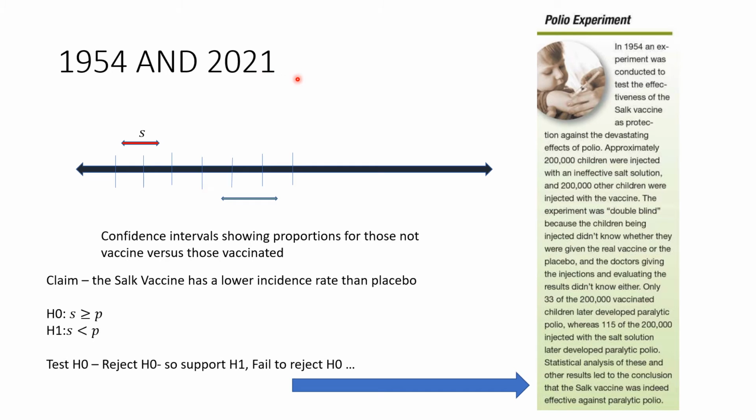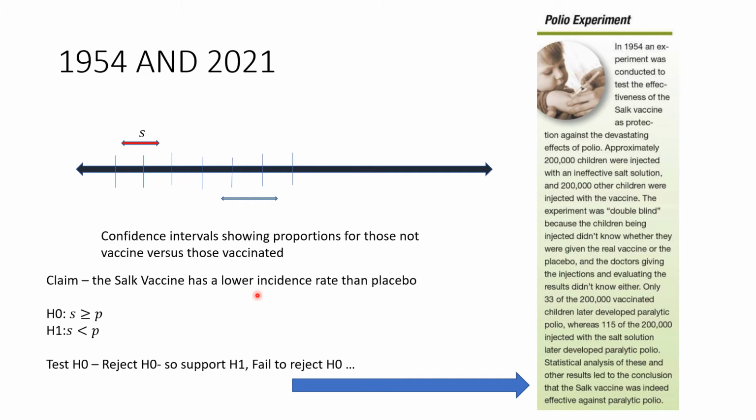So here's what we do treating this as a hypothesis test. So what we want to do is we make our hypothesis that we want to say the hypothesis is, I think the vaccination is going to be effective. So the claim is that the Salk vaccine has a lower incidence rate than the placebo. And we're going to let S stand for the Salk vaccine proportion. And we will let P stand for the placebo proportion.